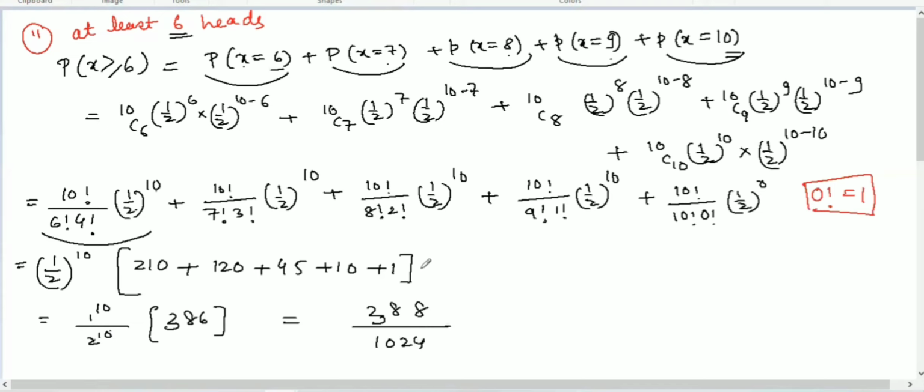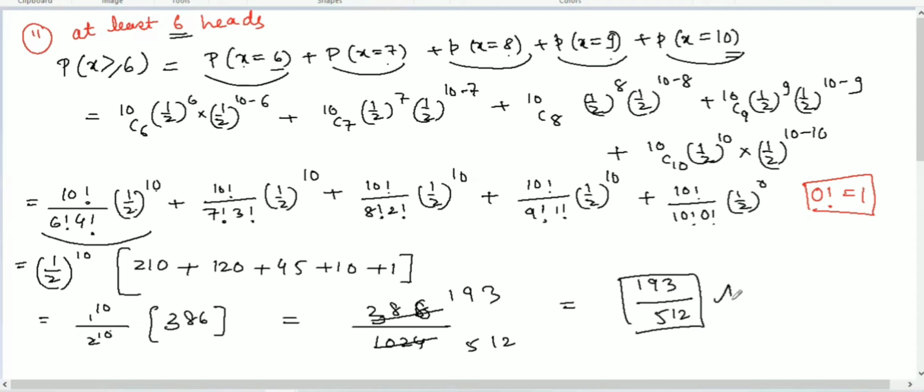Now you can cancel it out by 2. So your probability of getting at least 6 heads will be 193 over 512. So this is your answer for the second question.